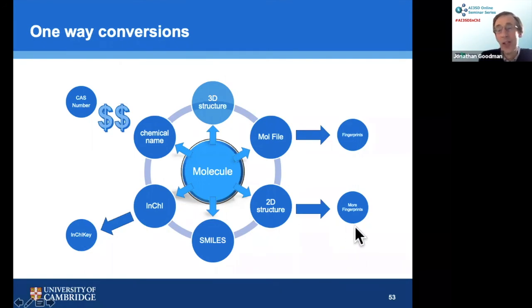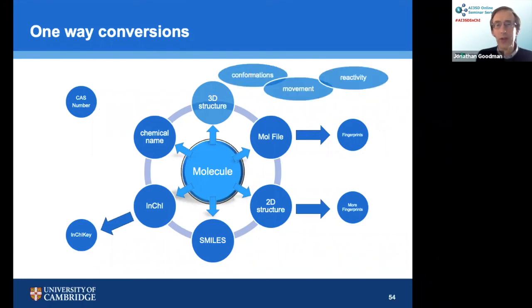Two-dimensional structure can be turned into fingerprints, as can a mol file. These also are irreversible processes. You can get a CAS number from a chemical name, provided you make a contribution to the Chemical Abstracts Service, if you want to handle the CAS numbers afterwards. So these are all ways of encoding molecules, but these are all simplifications of molecules, because molecules also have three-dimensional structure, they have conformations, they have movement, they have reactivity. We can use the InChI as an identifier for this, but not as a way to describe it completely.